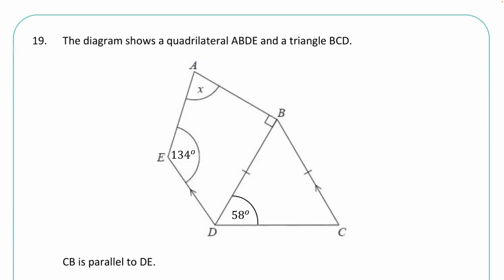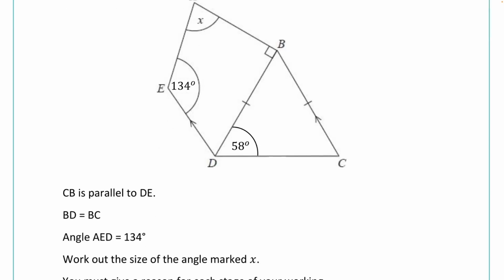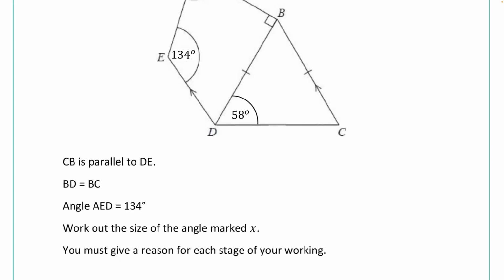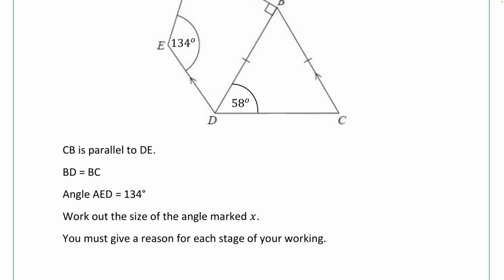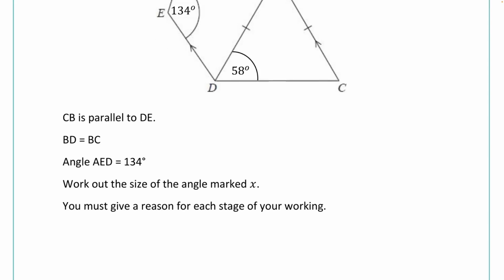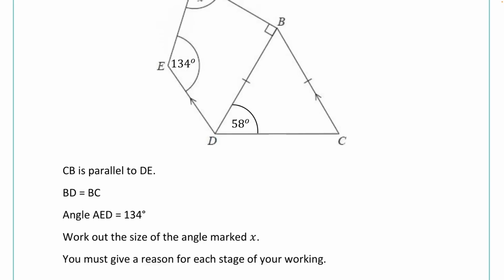Question 19. The diagram shows a quadrilateral ABDE and a triangle BCD. It says here CB is parallel to DE and BD is equal to BC. Angle AED is 134. Work out the size of the angle marked X, and you must give a reason for each stage of your working.